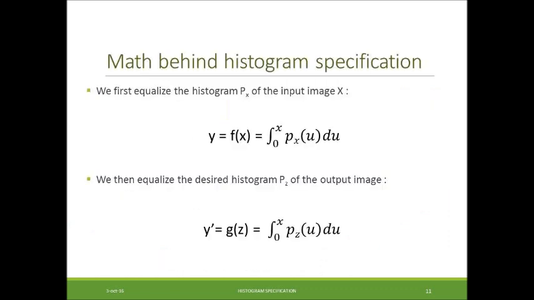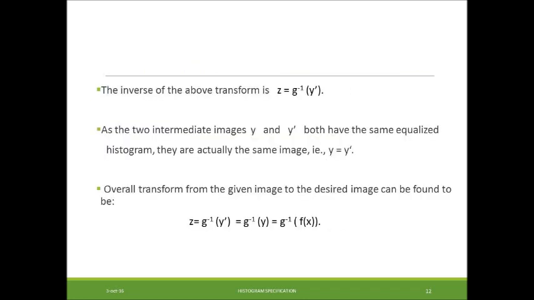Now, let's explore the math behind the histogram specification. We first equalize the histogram Px of the input image x. Y is equal to f of x, equal to the integral from 0 to x of Px of u du. We then equalize the desired histogram Pz of the output image. Y dash is equal to g of z, equal to the integral from 0 to z of Pz of u du. The inverse of the above transform is Z equal to G inverse of Y dash.